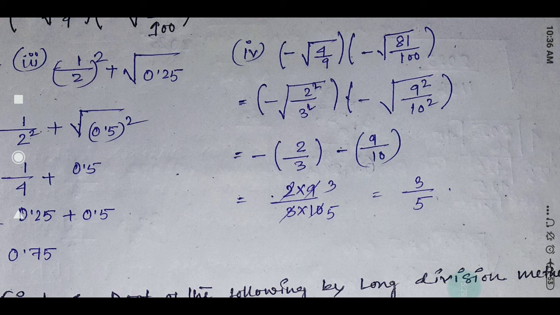Okay, so minus of 2 by 3 multiplied by minus 9 by 10. A bracket is there, that means it is multiplication. So minus minus will be plus, and 2 into 9 over 3 into 10. 2 fives are 10, 3 threes are 9, cancellation, then it will be 3 by 5.